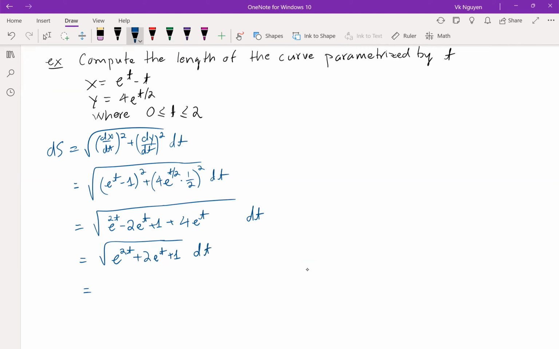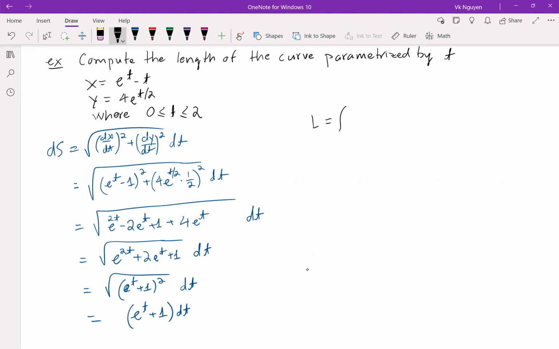Oh, the lucky thing is that we can factor this: e to the t plus 1, squared. Well, e to the t is a positive function, so we don't need the absolute value. The square root of the square is e to the t plus 1 dt. Oh, how nice.